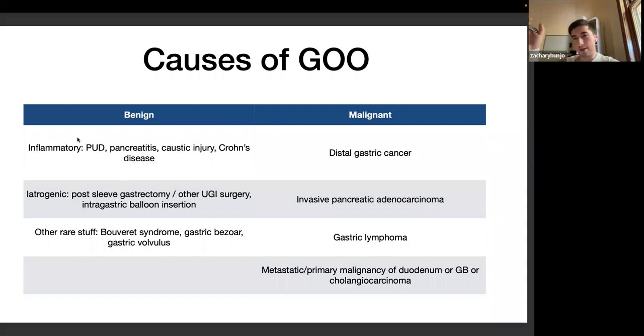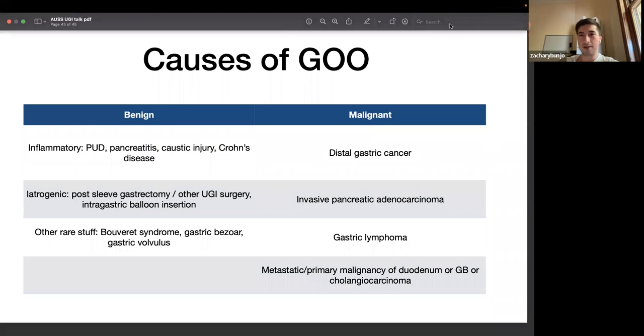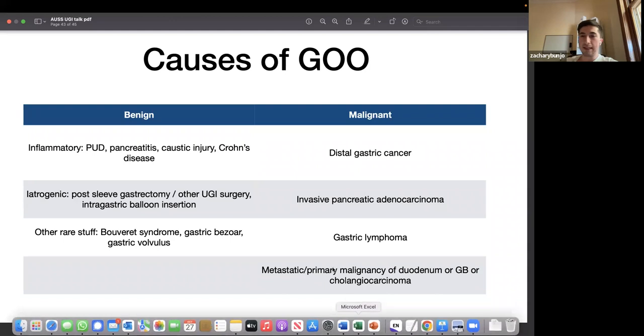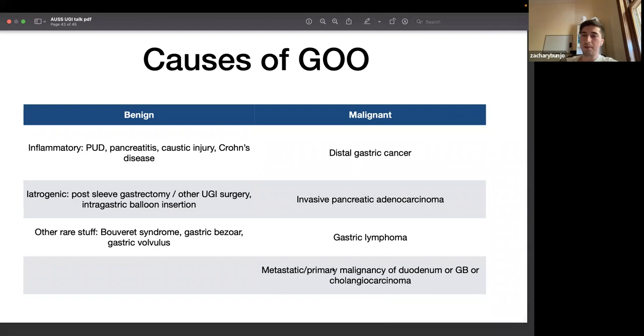And then on the other side, malignant conditions, and we're really thinking malignant from this history because of those concerning constitutionals I gave you. So distal gastric cancer, similarly pancreatic cancer that's locally invasive could cause it, gastric lymphoma, and then really any malignancy of the duodenum, gallbladder, or distal bile ducts could cause it.